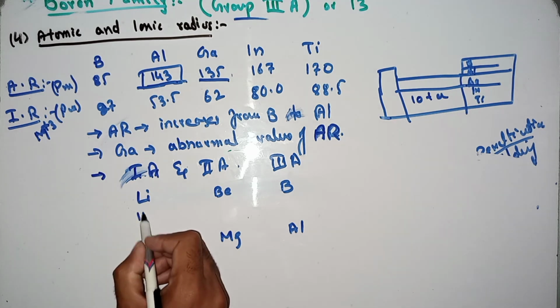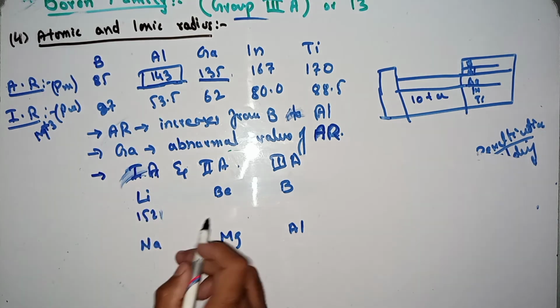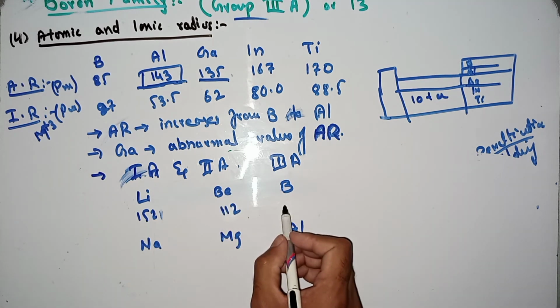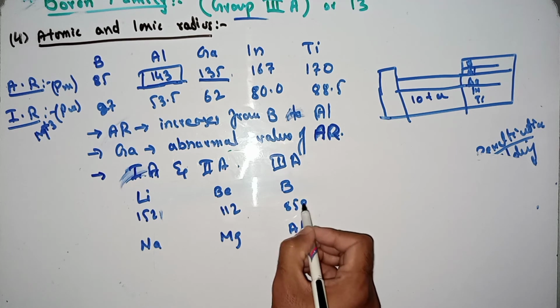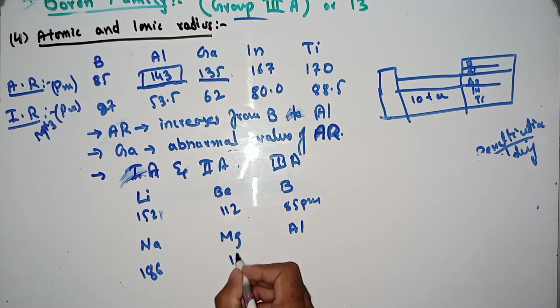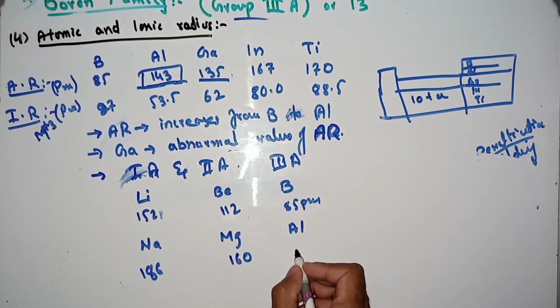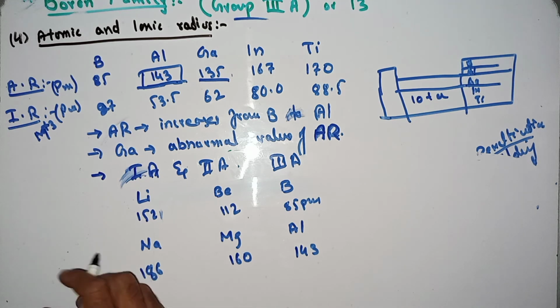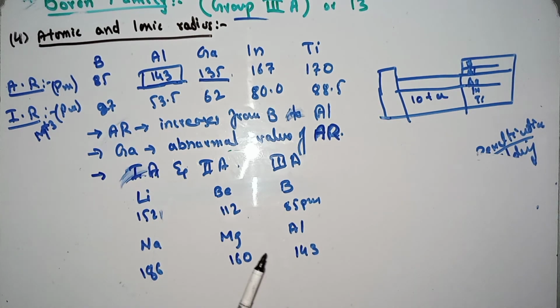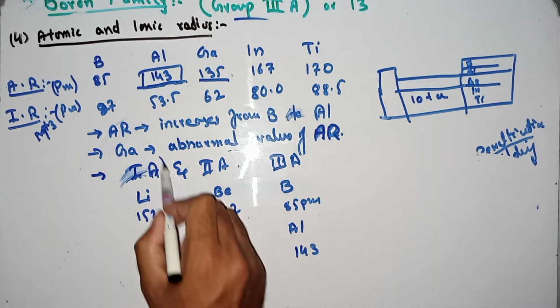The atomic radius of lithium is 152 picometer, while beryllium has 112 picometer, while boron has 85 picometer atomic size. Sodium has 186 picometer atomic radius, while magnesium has 160 picometer, while aluminum has 143 picometer atomic radius. So what is the reason why the atomic radius of the boron family, or group 3A, is less than that of the alkali metals and alkaline earth metals?